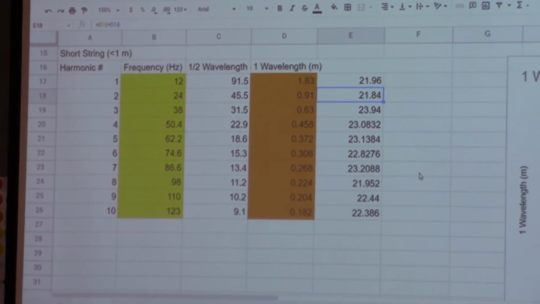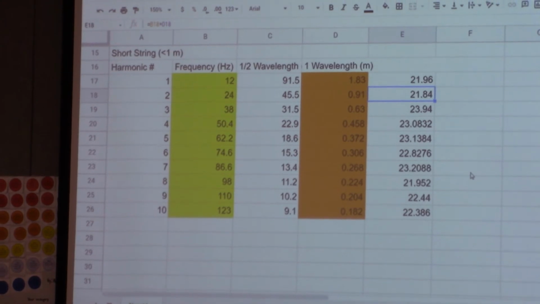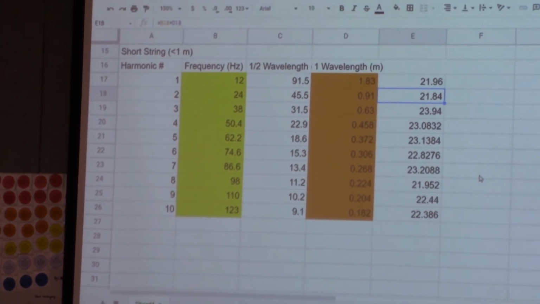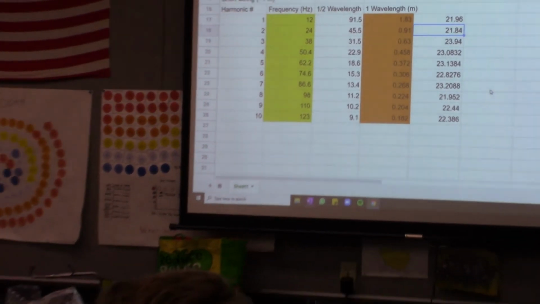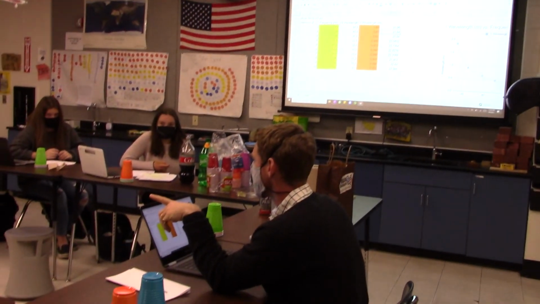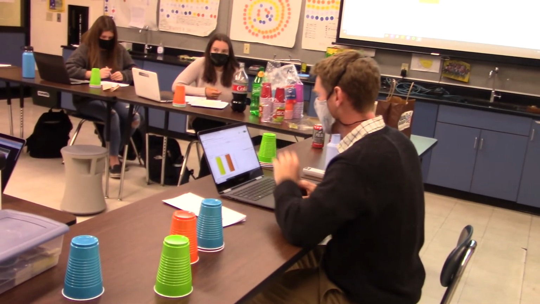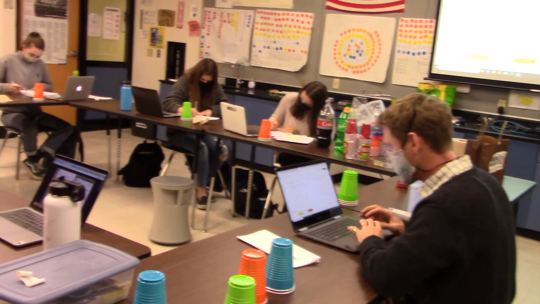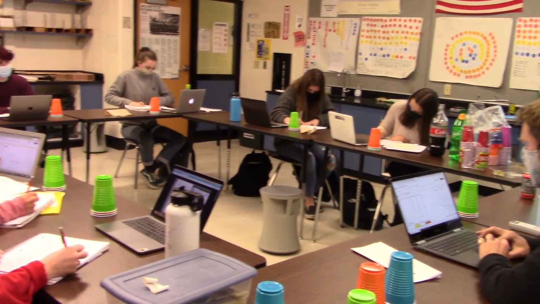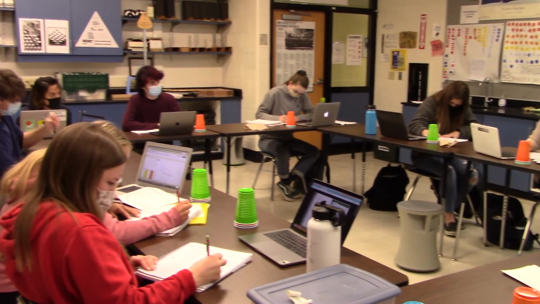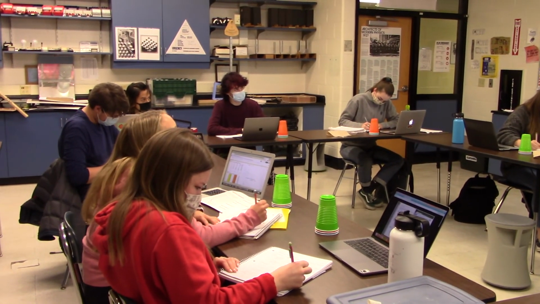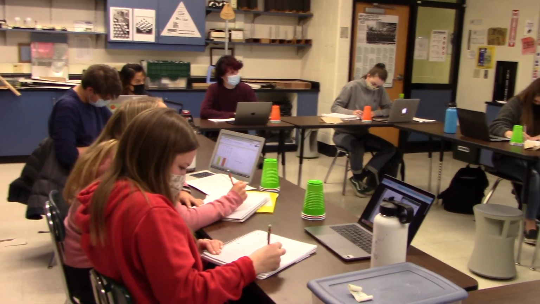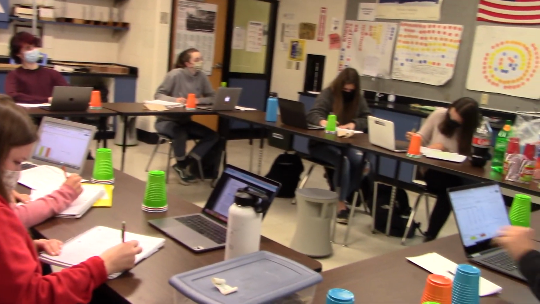Wow. As you change the frequency, does the speed of the wave change? No. Frequency times wavelength. All the same values, okay?